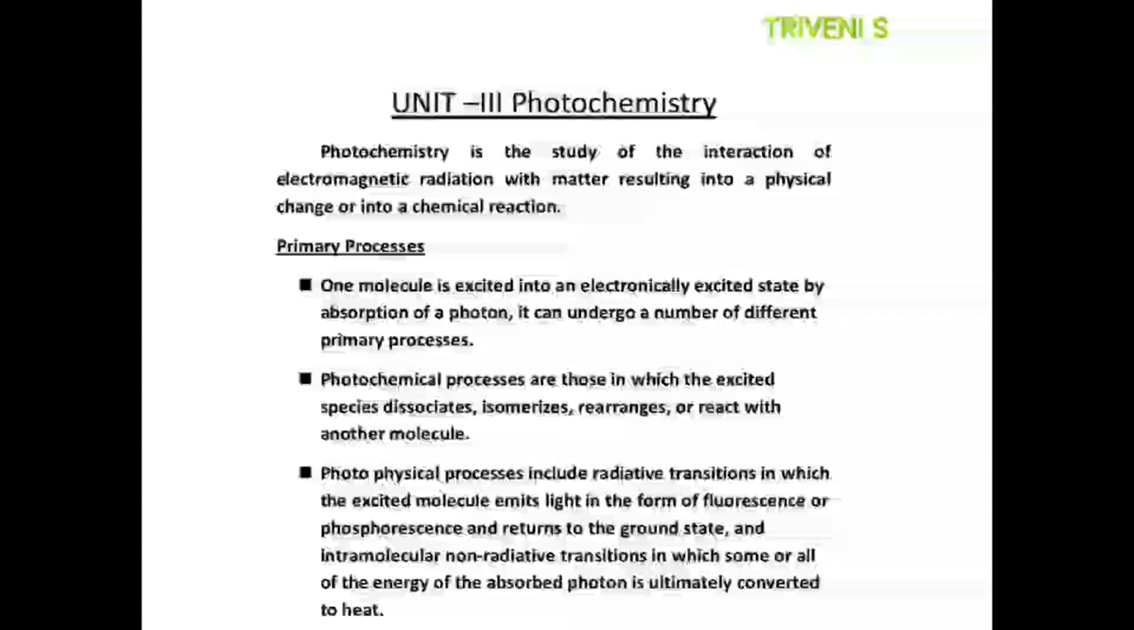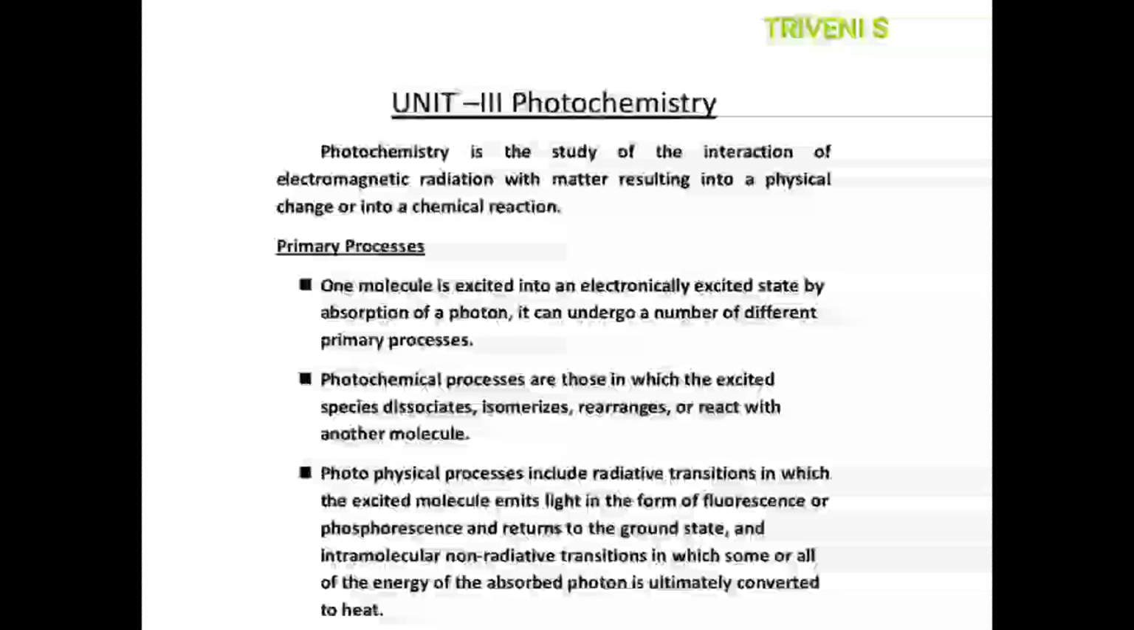Physical changes means when the molecules or electrons present in the ground state are excited to a higher energy level. The ground state is a stable state, the excited state is an unstable state. So when the molecule or electron present in an excited state returns to the ground state, moving from the higher energy level to the lower energy level, we call it fluorescence.